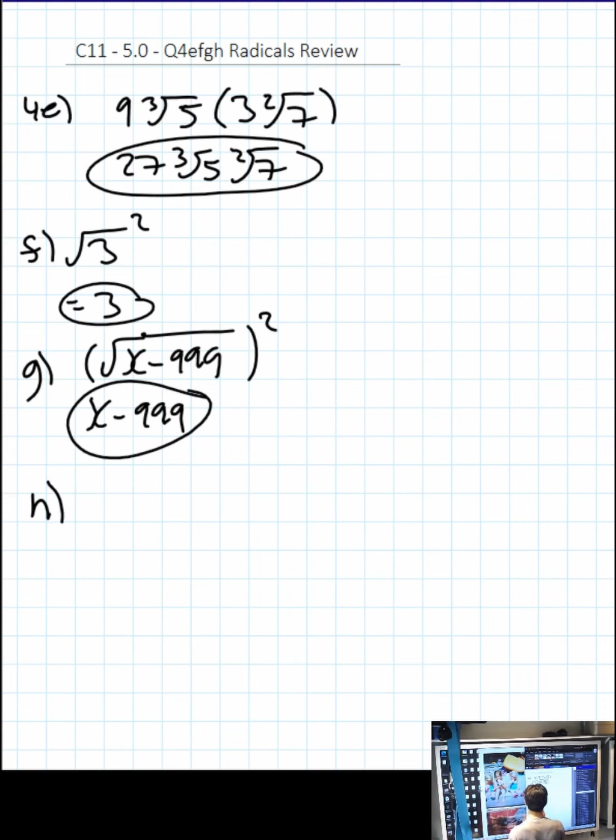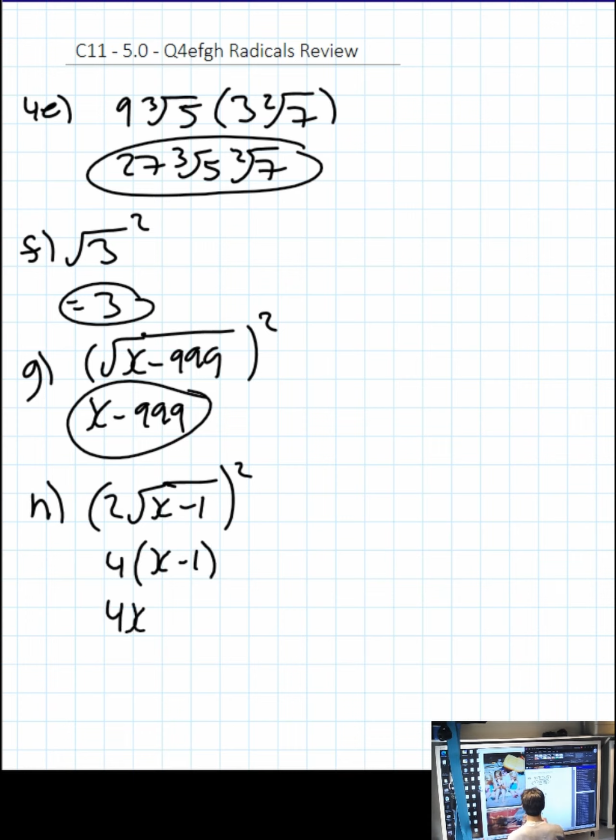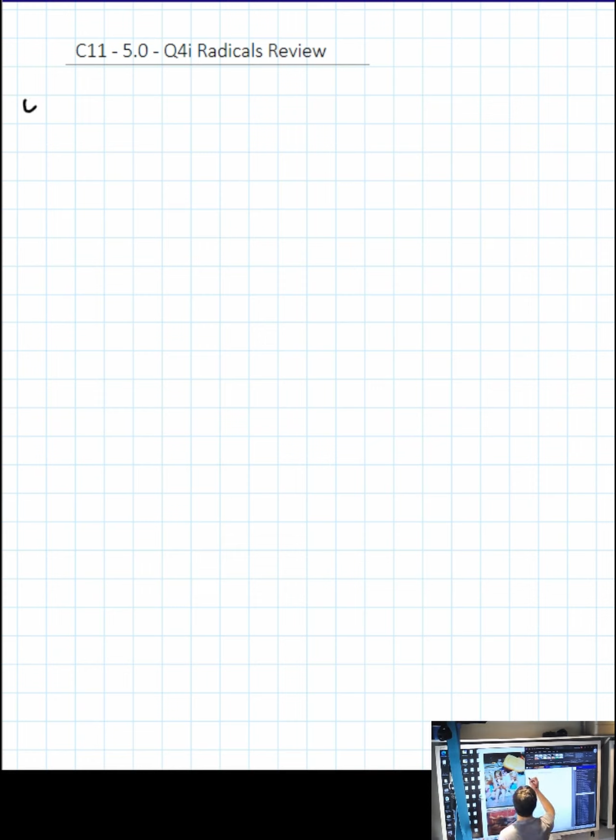Okay, we have 4H. So we have open bracket 2 root x minus 1, all under the root, close bracket squared. So we have to square the 2 and we have to square root that. So we're going to say 4 open bracket x minus 1. Then we're going to distribute the 4. We're going to get 4x minus 4. Now both answers are good, so let's circle both answers together. One's in factored form, one's in standard form. They're all good. Just making sure that you understand root that squared doesn't mean just that. You have to still consider all of the other things. Great.